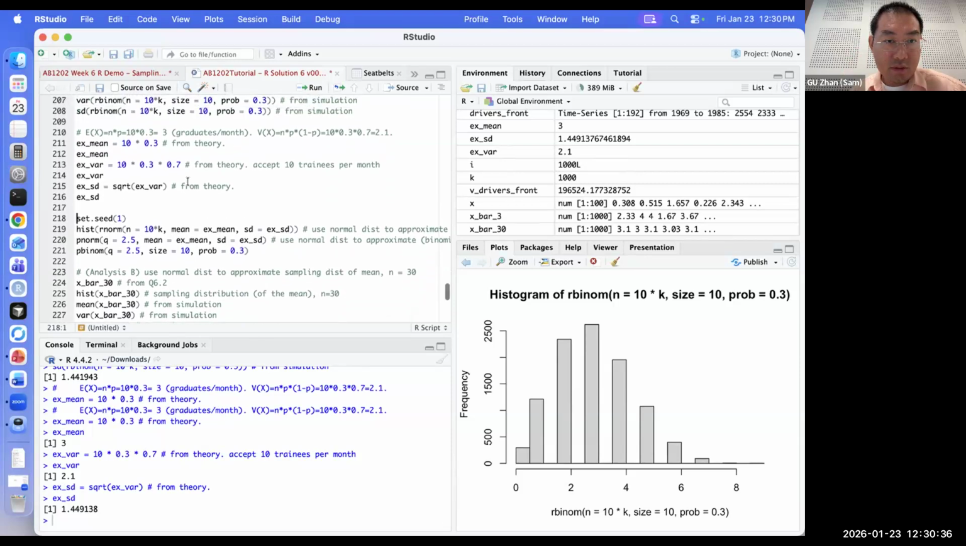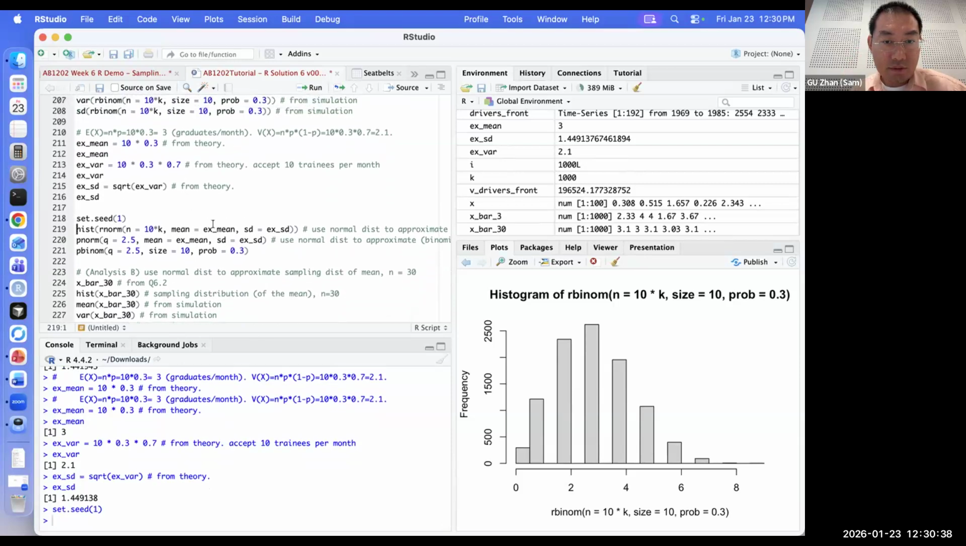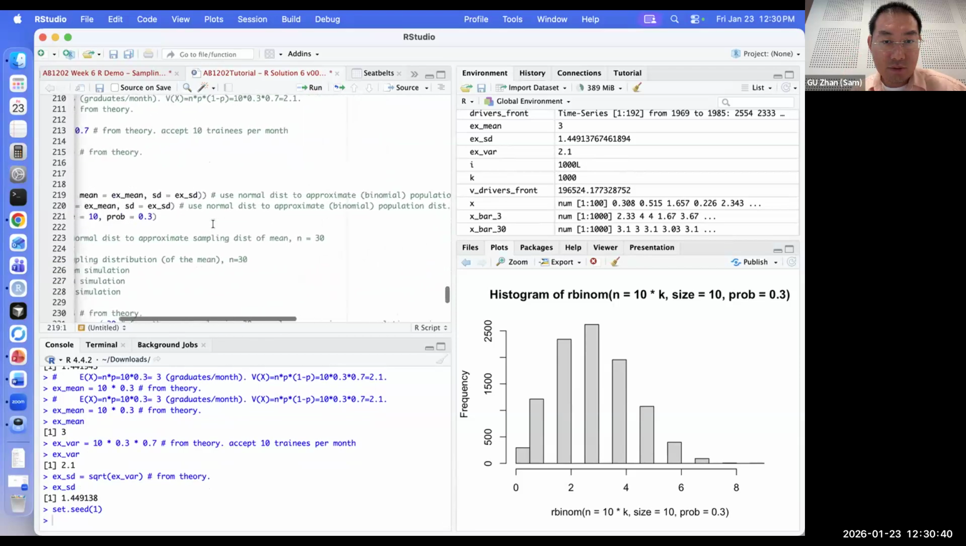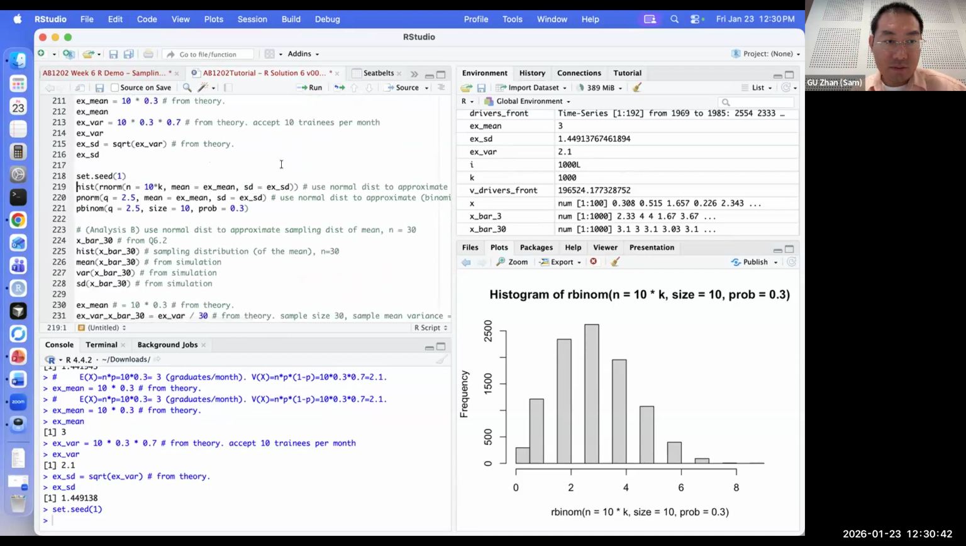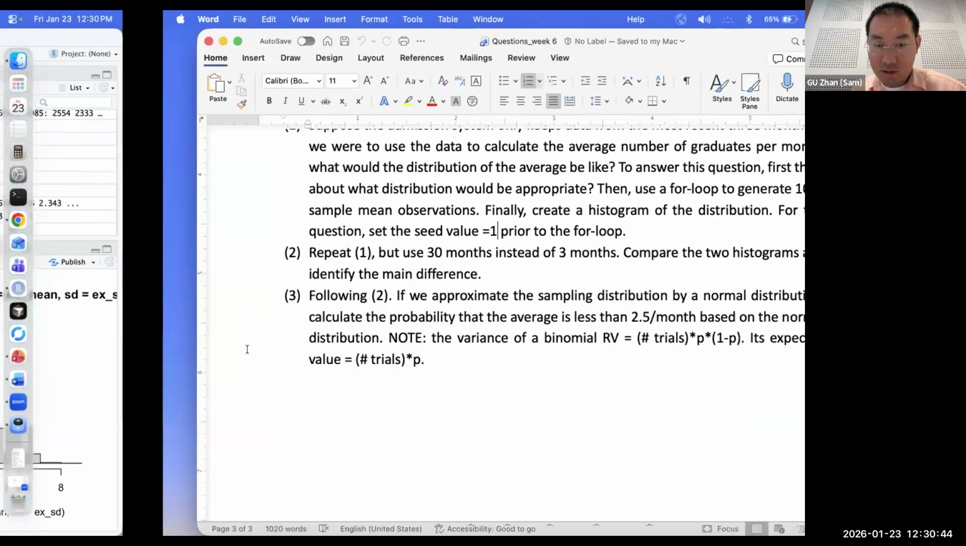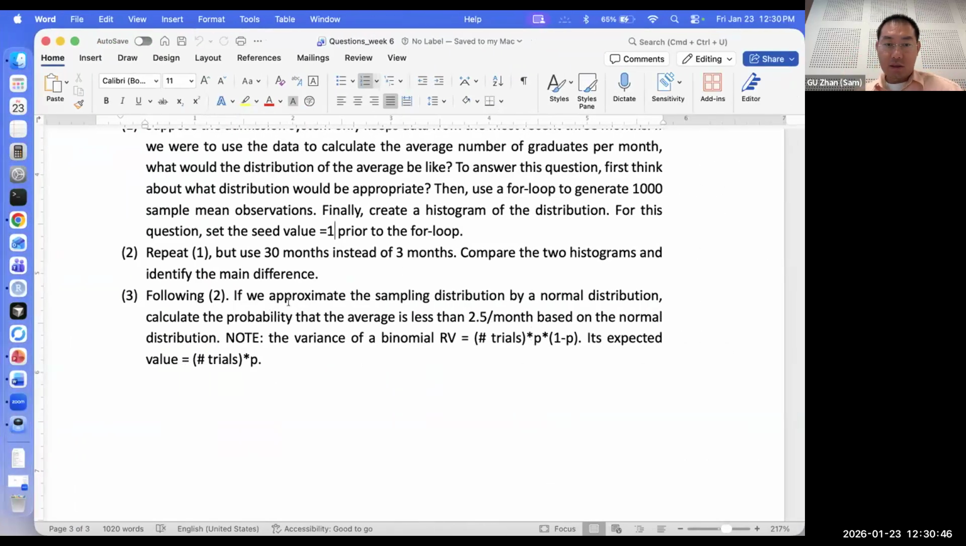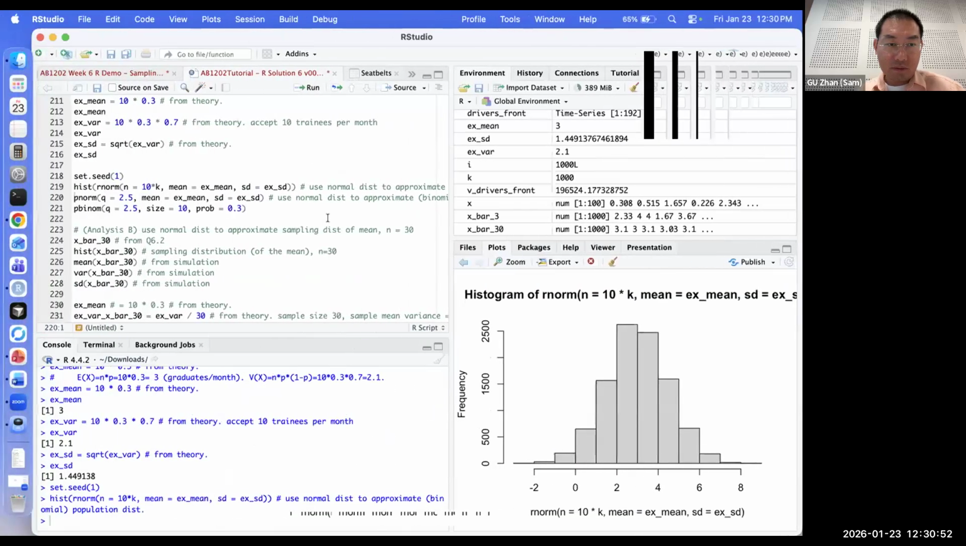This is the histogram, the population histogram. Use normal distribution to approximate the binomial population distribution. Okay, so if we apply the sampling distribution by normal distribution, calculate this one. That's okay. Give me one moment.